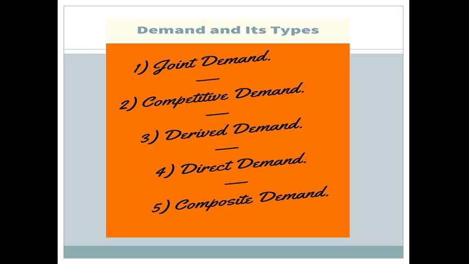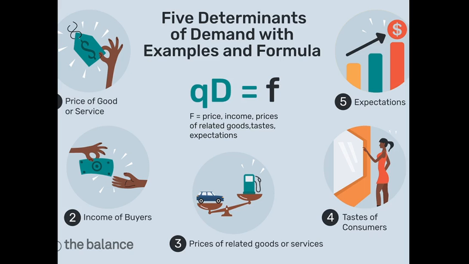Here we shall discuss today about types of demand. In the previous class we saw the various determinants of demand, that is 5 determinants: number 1, price of goods or services, income of buyer, prices of related goods or services, tastes of consumers, and expectations. So these are the 5 determinants of demand.